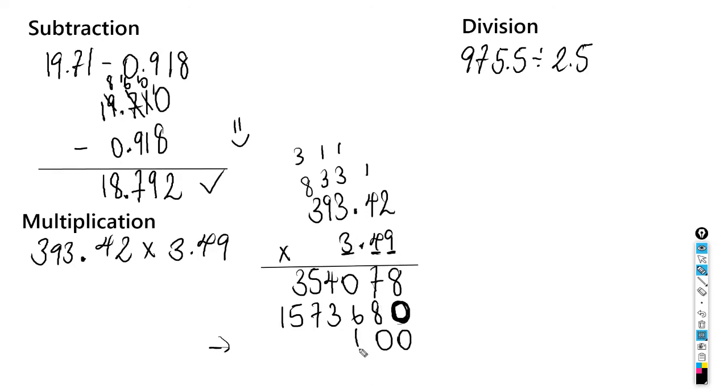3 times 2 gives us 6. 3 times 4 gives us 12, right? 3 times 3 gives us 9, plus 1 gives us 10. 3 times 9 gives us 27, plus 1 gives us 28, right? So that's 2, 8. Then 3 times 3 plus 2 gives us 9 plus 2, which is 11, right?